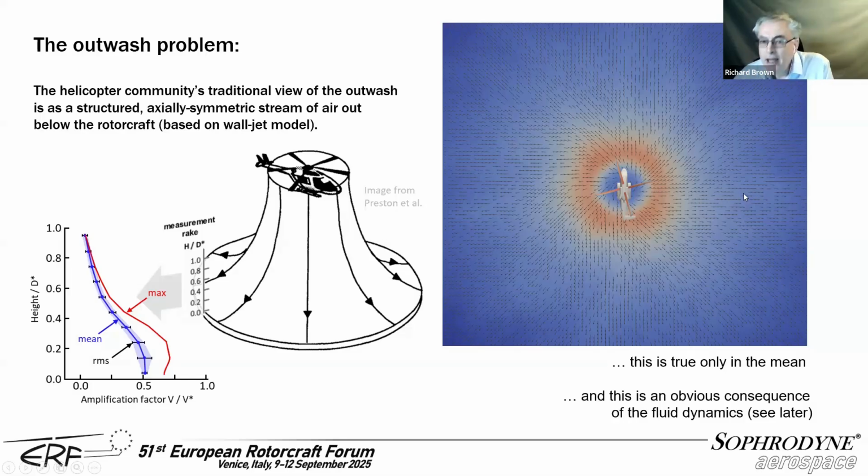Now, that's only true if we average out the flows. And actually, it's a very obvious consequence of the fluid dynamics. You wouldn't expect anything else, because if you start off with symmetrical boundary conditions, although you don't necessarily generate symmetrical solutions, if you average over all possible solutions, those solutions should manifest the symmetry of the original boundary conditions. So if we've got an axially symmetrical rotor, we expect all the flow solutions, when averaged together, to give an axially symmetric solution as well.